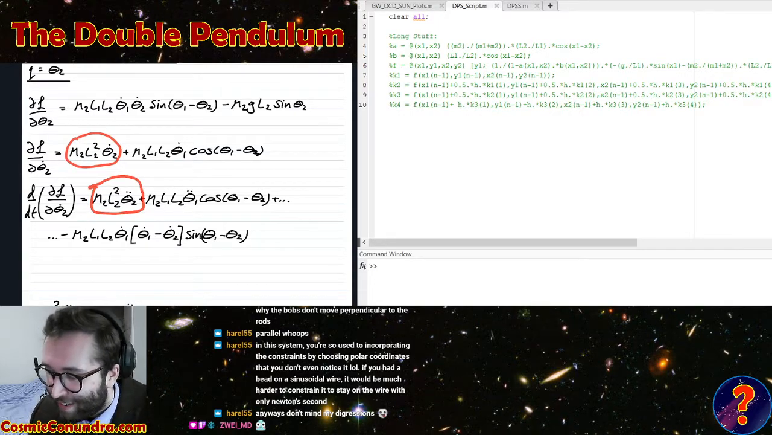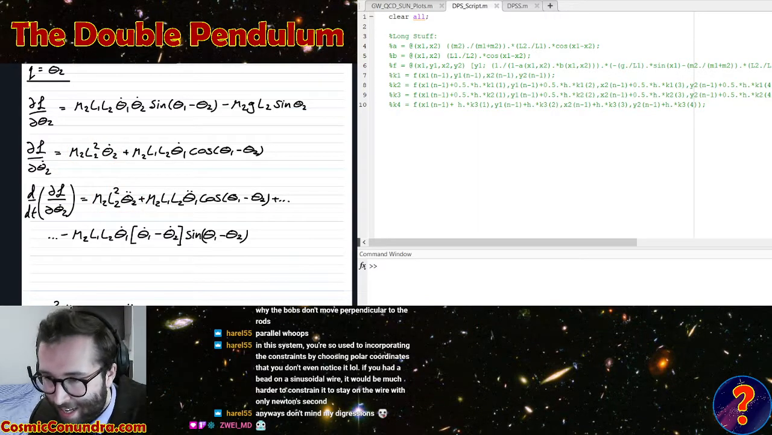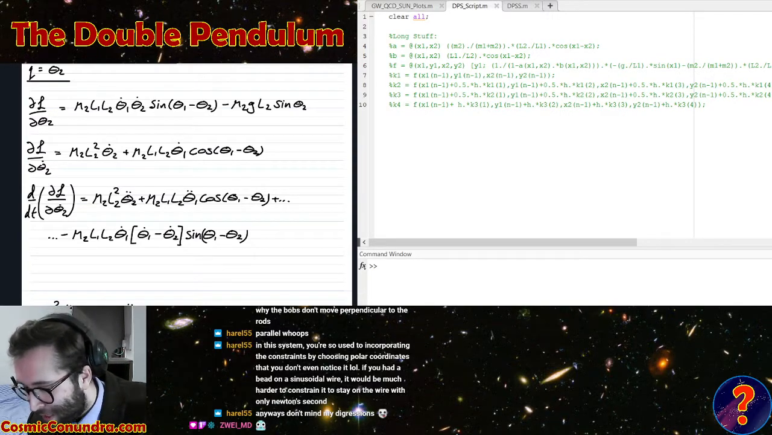If you didn't realize that, I can see how you would be quite lost at this point, but a dot just means d by dt. Okay, so θ2 dot is the first derivative of θ2 with respect to time. So when we do that, this first term, simple enough, goes to this.